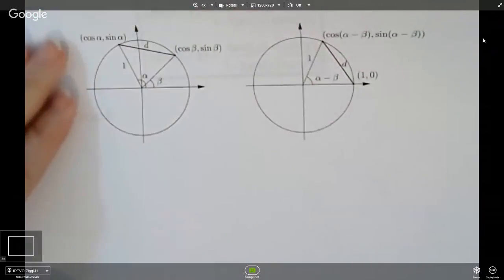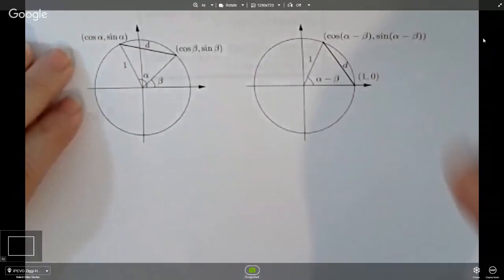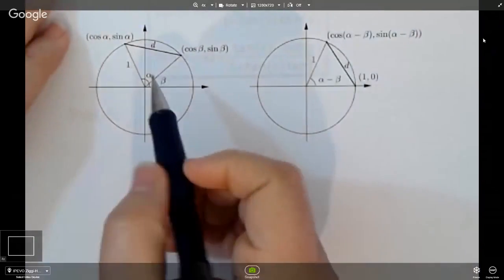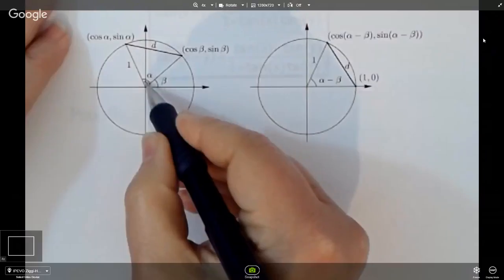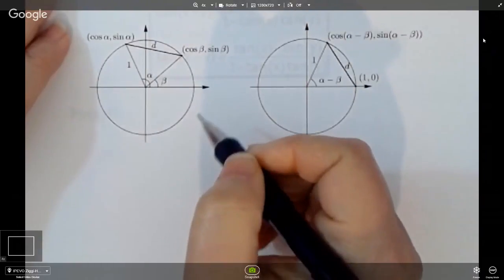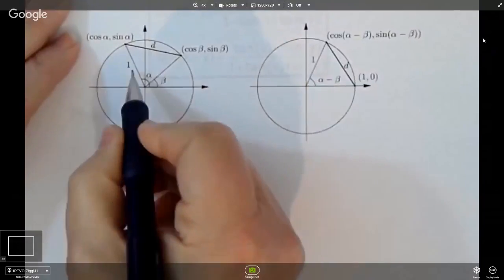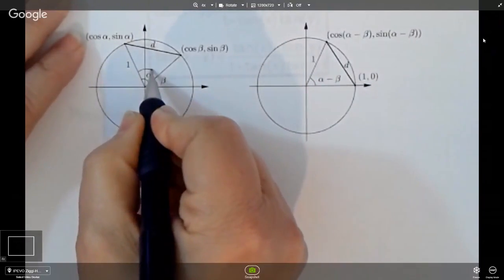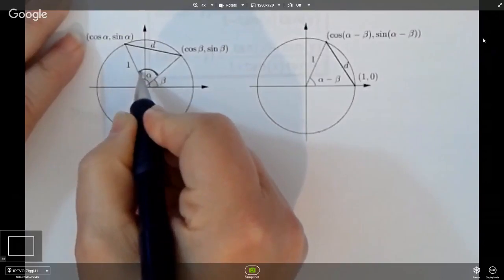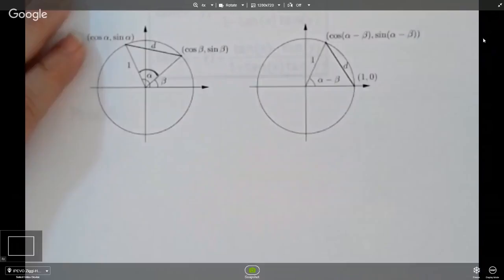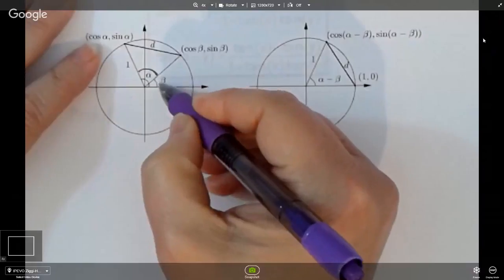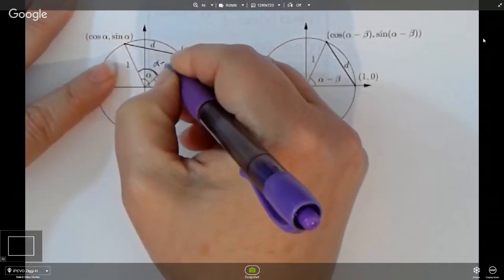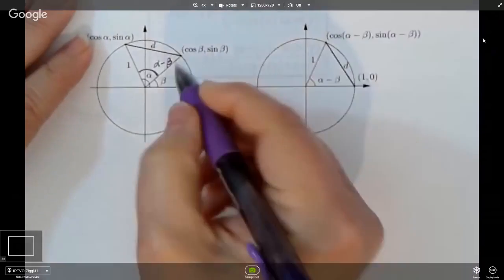All right, and it all begins with a picture, because I think pictures are worth 1,000 words. I'm going to suggest to you that we have two angles, and I'm going to call one angle beta here and one angle alpha right here. What we're going to do is figure out the cosine and the sine of this angle. So algebraically, what is that angle? Well, it's angle alpha minus angle beta. So this angle here is alpha minus beta, the one that I just drew.